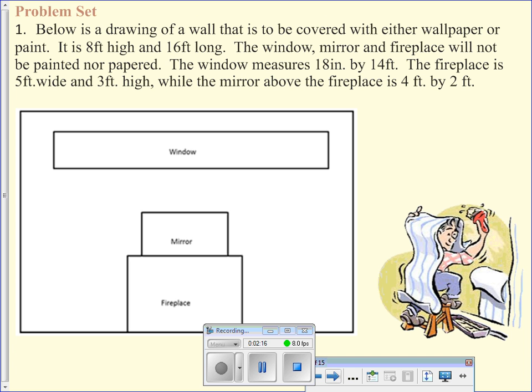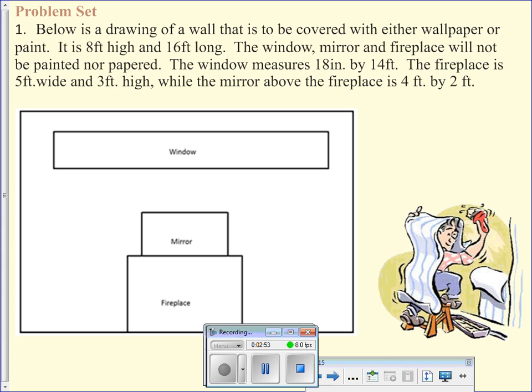So below is a drawing of a wall that is to be covered with either wallpaper or paint. So when we were redoing our kitchen, I told you we redid our kitchen. Remember we talked about Euclid's algorithm and we had the tiles for the backsplash. Well, we had to decide, do we want to paint the walls? Do we want wallpaper? And of course my husband wanted to do what was cheapest. He didn't want to spend a lot of money. So we decided, should we paint or wallpaper? So we had to figure out the costs. So first we had to know the area of what we were going to paint or wallpaper.